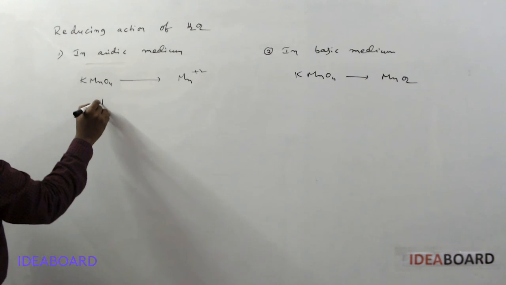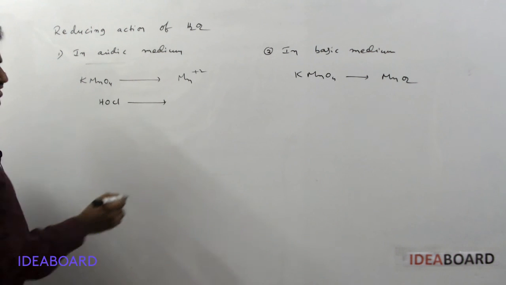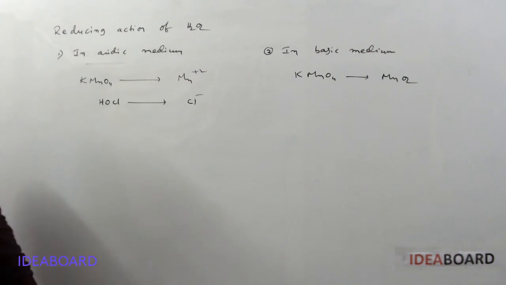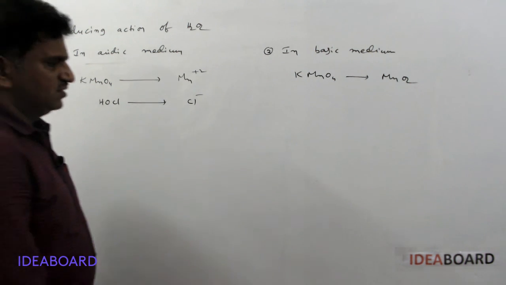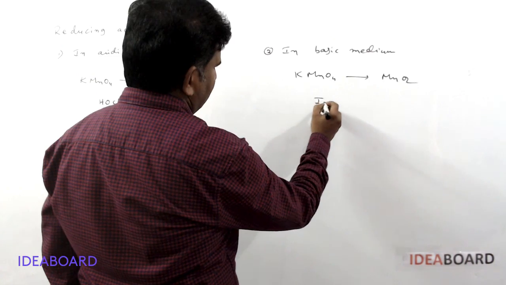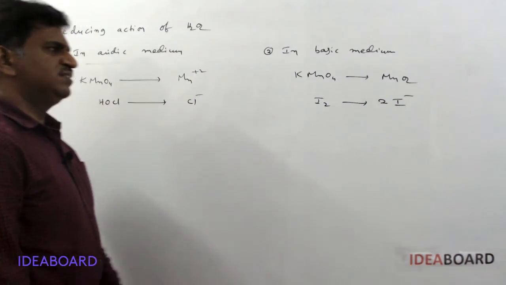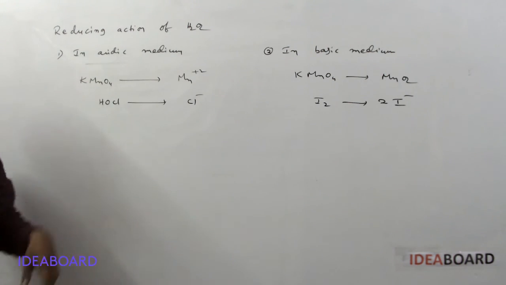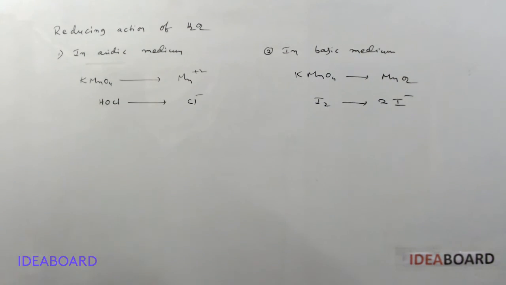And here HOCl, we know, is hypochlorous acid. Hypochlorous acid is converted to Cl minus, whereas I2 is converted to 2I minus in basic medium. So this is the reducing action of hydrogen peroxide in acidic medium and in basic medium.